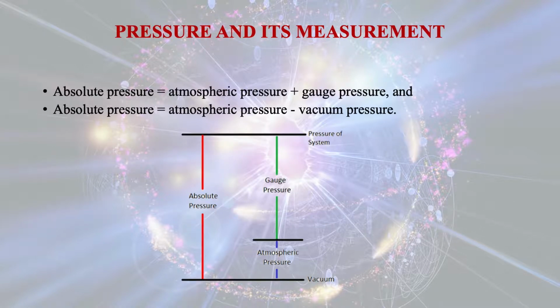Now this diagram will tell us how to calculate the absolute pressure from gauge pressure. Absolute pressure is equal to atmospheric pressure plus gauge pressure, and in case of vacuum, absolute pressure is equal to atmospheric pressure minus vacuum pressure. So this diagram will give us a clear picture about gauge pressure, vacuum pressure, absolute pressure and local atmospheric pressure.